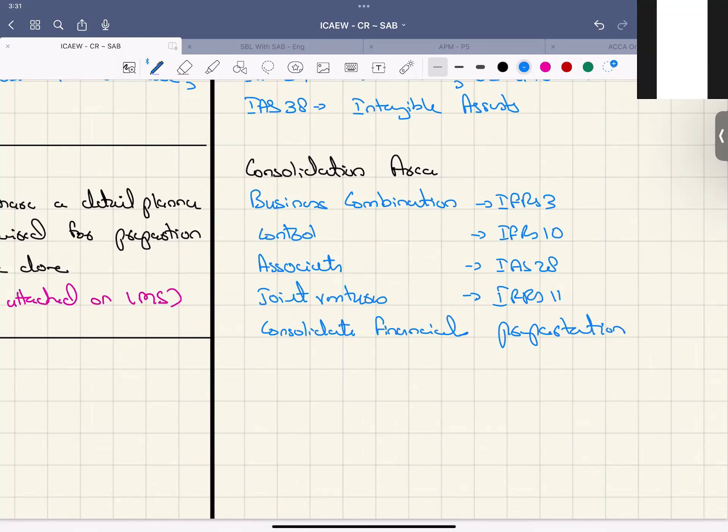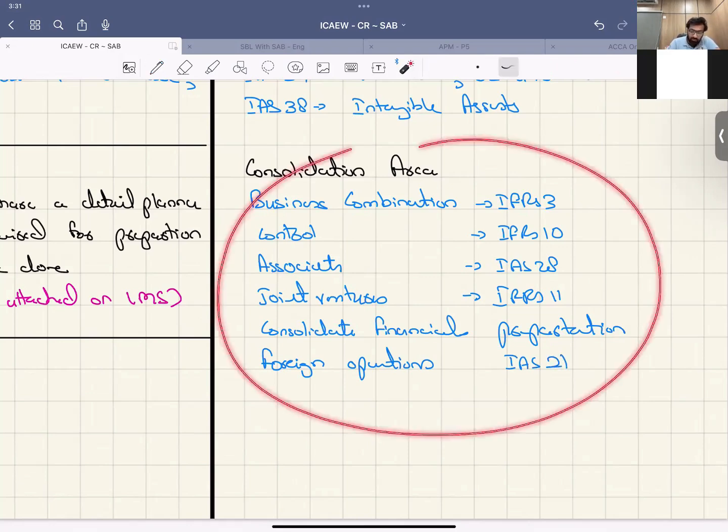Just a second. Right? So this is tested. Then foreign operations. Oh my God. How can we forget that, right? Foreign operations. Now this is IAS 21, right? So this is all the consolidation area.